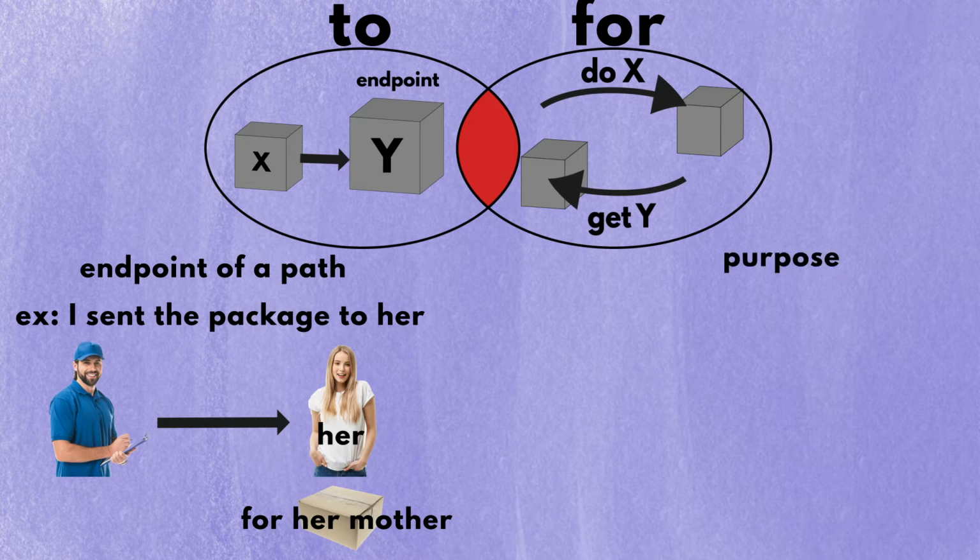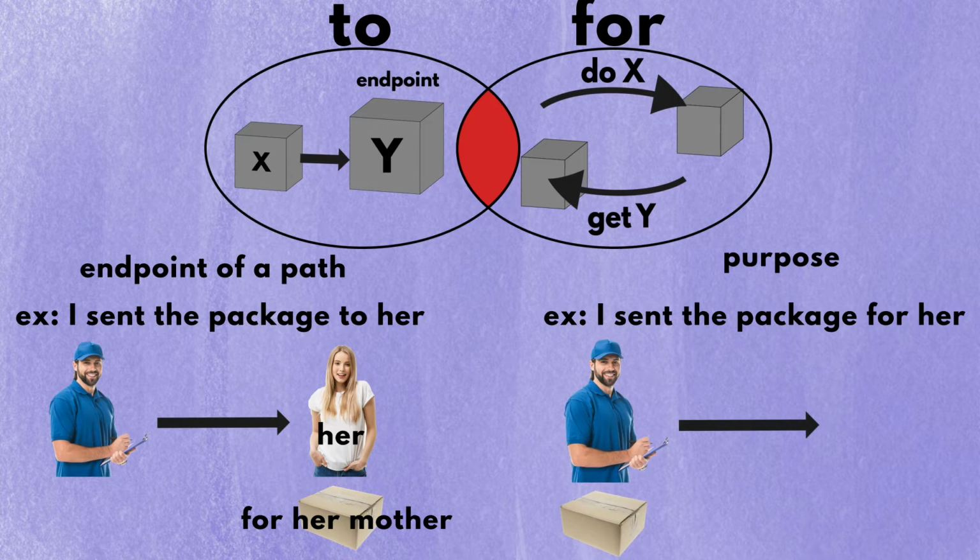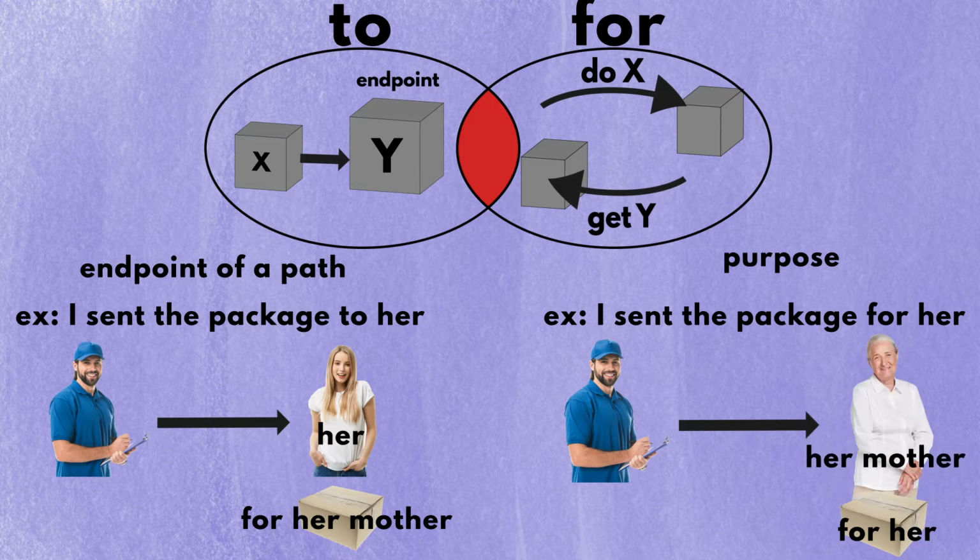In contrast, the word "for" generally refers to purpose. So if I say "I sent a package for her," it means that I sent the package for the purpose of helping her. However, the word "for" doesn't tell us anything about where that package was sent to. For example, although the package was meant for her, it may have been sent to her mother.